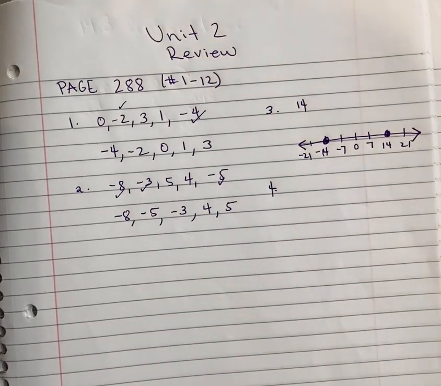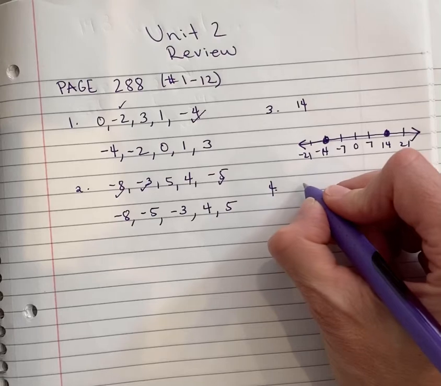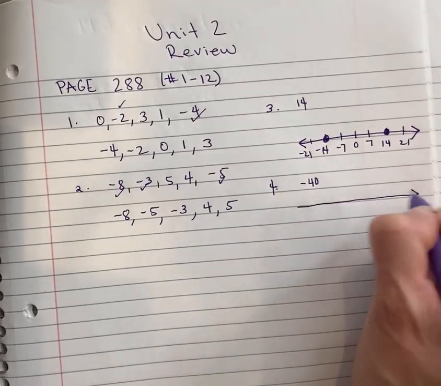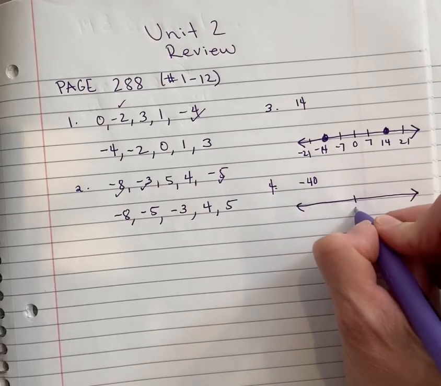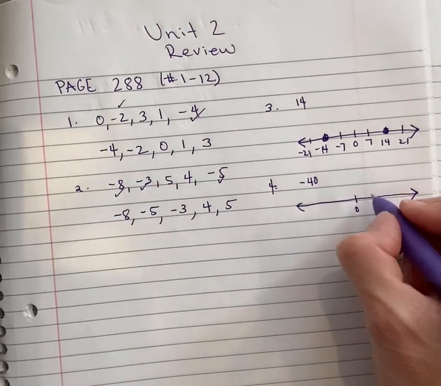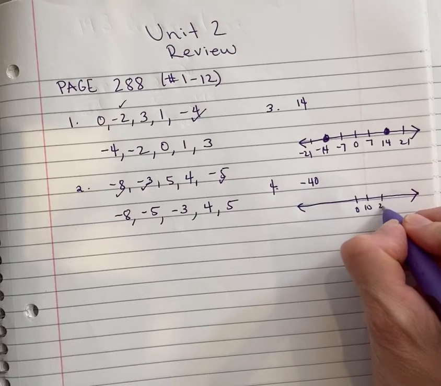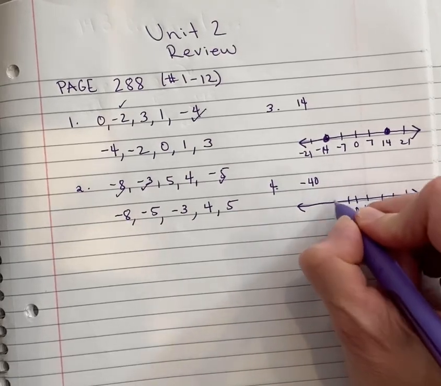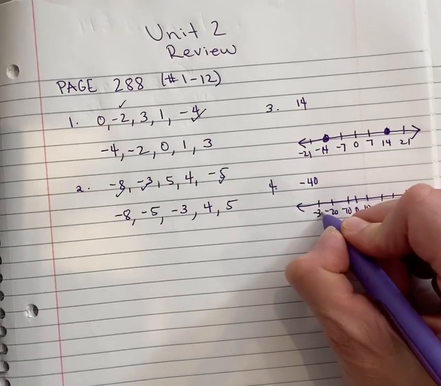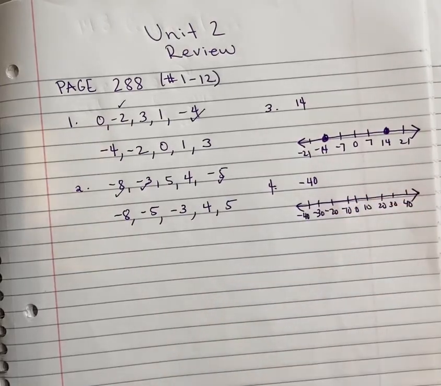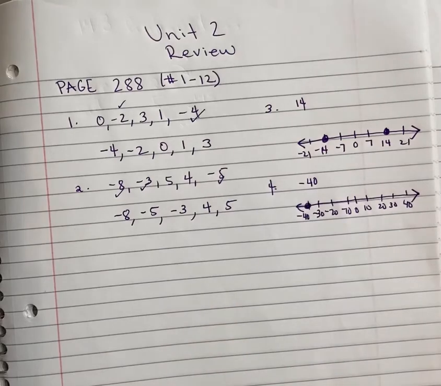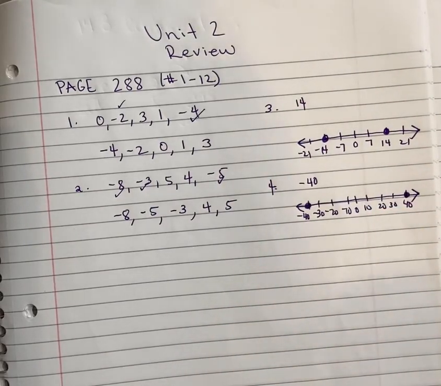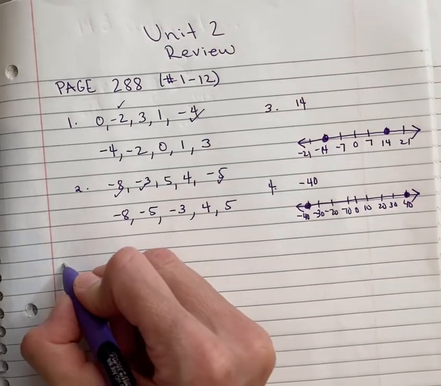Number 4, -40 is what we're graphing, as well as its opposite. Arrows on the end, 0 in the middle. I'm going to count by 10s, 10, 20, 30, 40. -10, -20, -30, -40. There's the integer right on the line. There's its opposite. Dot goes right on the line.